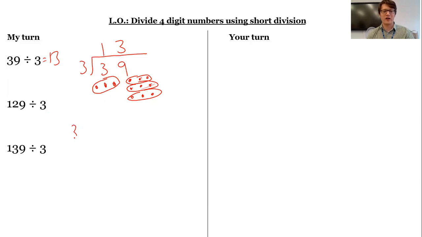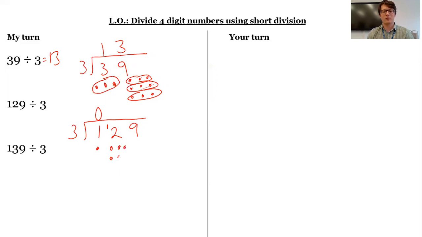What happens then if we have 129 divided by 3? Well, I start by saying how many groups of 3 can I make in 1? The answer is none. I can't make a group of 3, can I? I've only got 1. So I'm going to take this 1 here and I'm going to put it over here. I'm going to regroup it. So I've now got 12 tens. How many times does 3 go into 12?